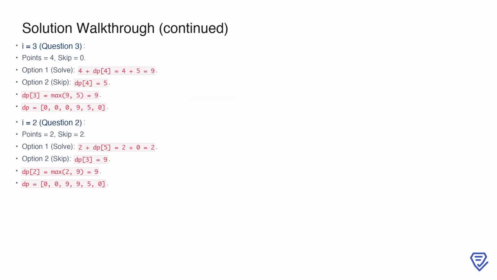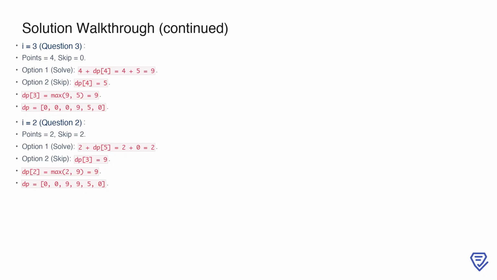Next, we process question 3, which offers 4 points and requires skipping 0 questions. If we solve it, we get 4 plus dp[4], or 9. If we skip it, we take dp[4], which is 5. The better option is to solve it, so dp[3] becomes 9. The DP array is updated to 0, 0, 0, 9, 5, 0.